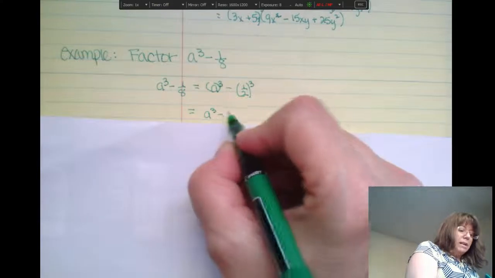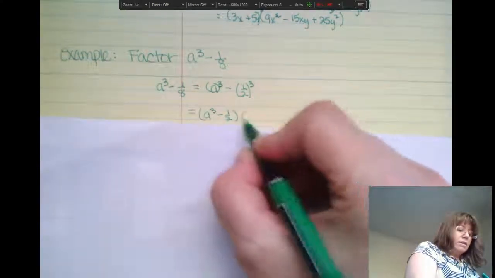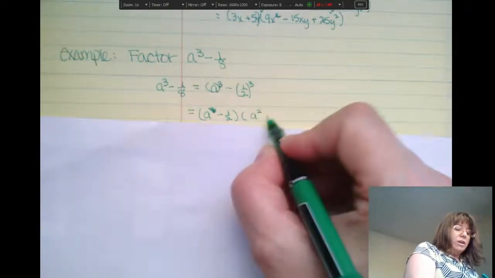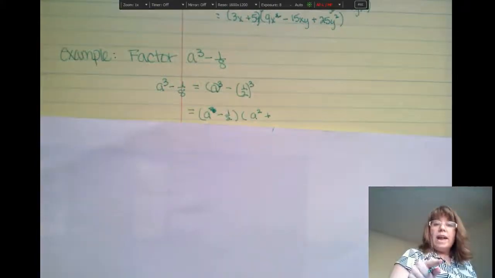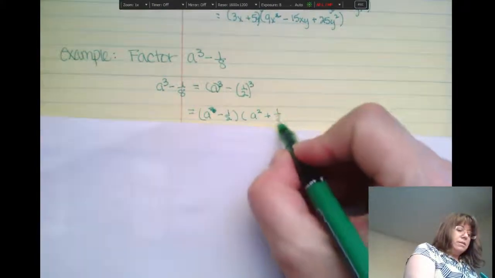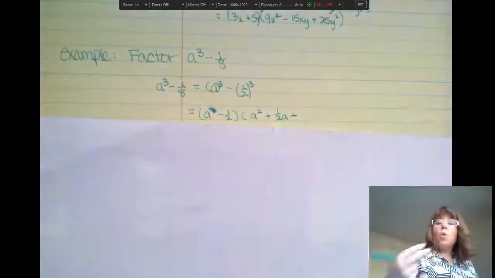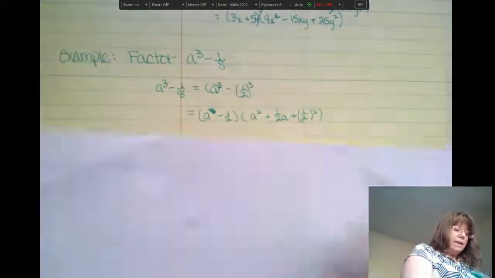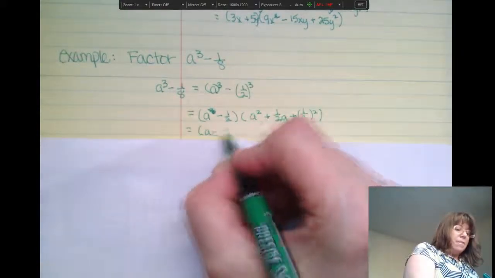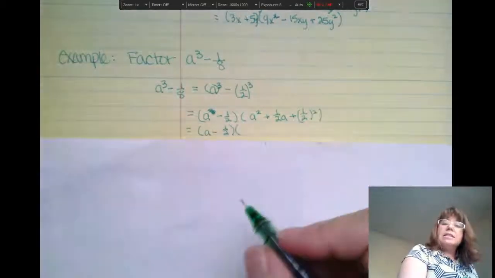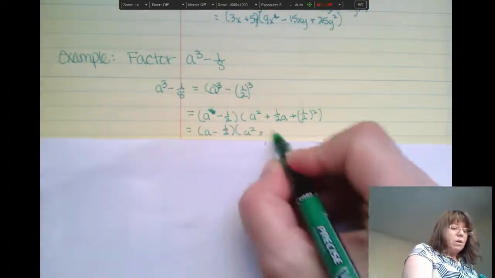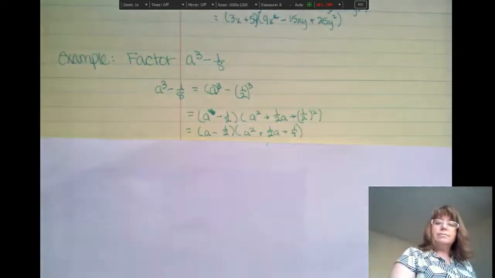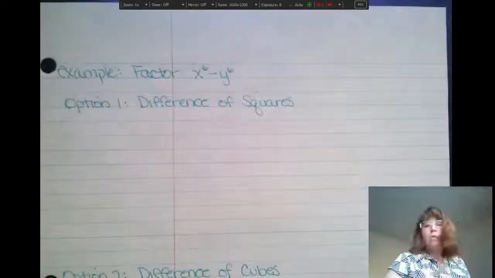So I'm just going to follow my formula. A cubed minus 1/2 cubed, pardon me, not a cubed, a minus 1/2, times a squared plus 1/2 times a plus 1/2 squared. Now let's just simplify that. A minus 1/2, times a squared plus 1/2 a plus 1/4. And I'm done. Let's try one more problem.